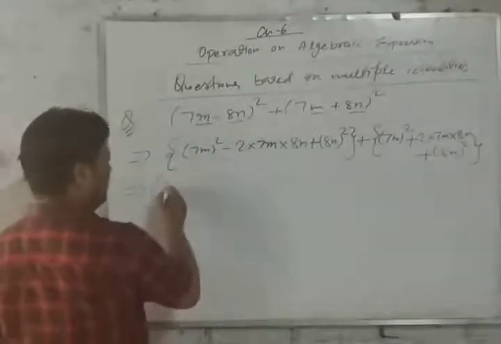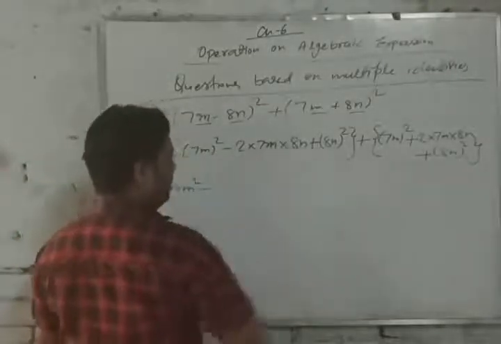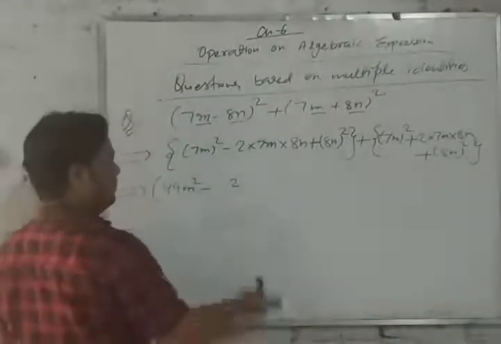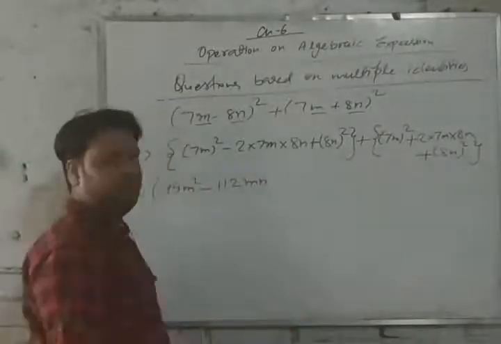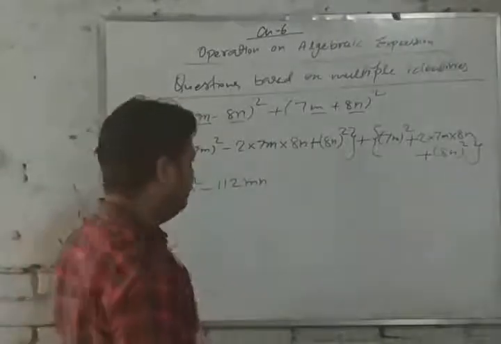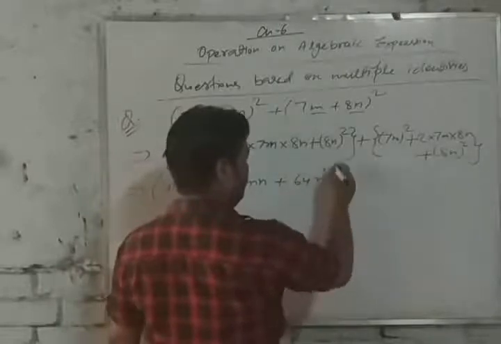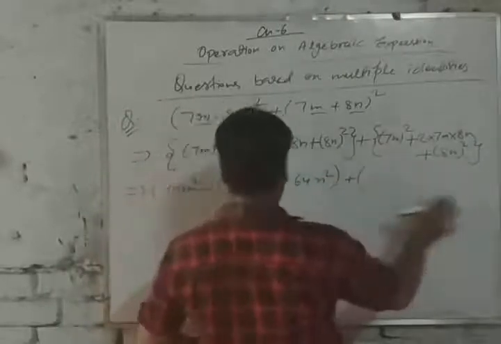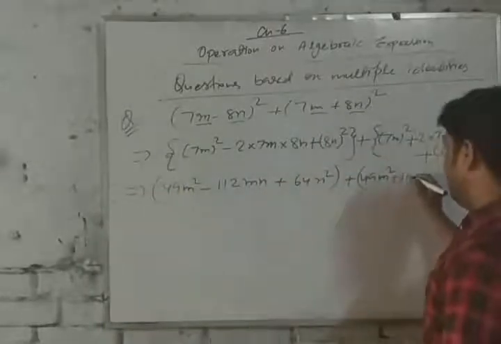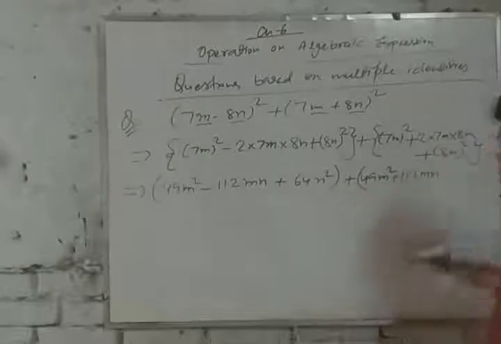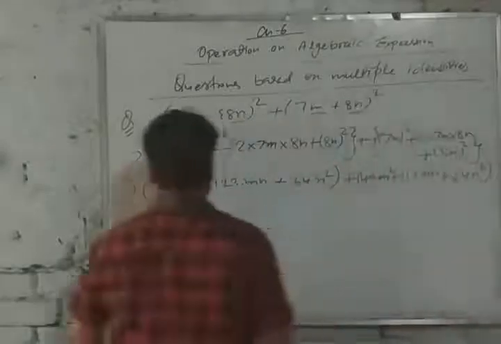Okay. 7 square is 49 m square, 2 sevens are 14, and 14 eights are 112, with m and n. Both variables are different, so we will write mn only. Now here 8 square is 64 and n square in bracket plus. Now here same value we will get 49m square, but plus 112mn and plus 64n square. Okay. Now remove the bracket.